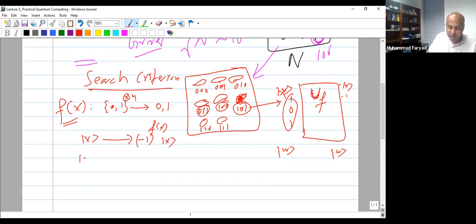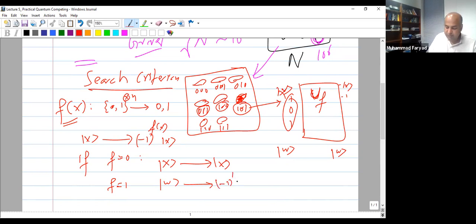Now, if this f is 0, which means that our input x is not a solution to our search problem, it will be transformed to x again, because f is 0, so (-1)^0 is 1. And if f is 1, which means that for a given input, let's call that input some w, for this w, f(w) is 1, so this w is transformed to -w.